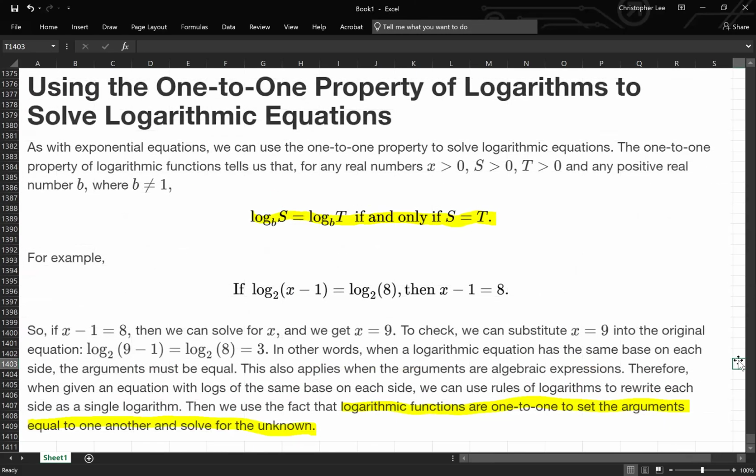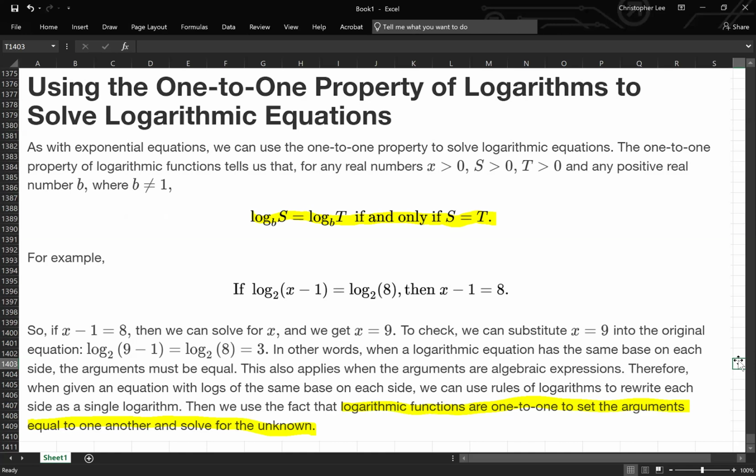All right, so using the one-to-one property of logarithms to solve logarithmic equations. As with exponential equations, we can use the one-to-one property to solve logarithmic equations. The one-to-one property tells us that for any real numbers s greater than 0, t greater than 0, and any positive real number b where b does not equal 1, log base b of s is equal to log base b of t if and only if s is equal to t.